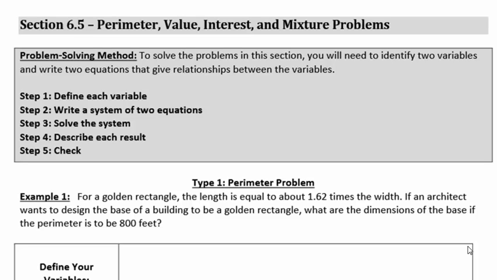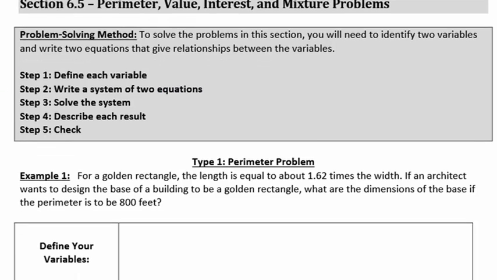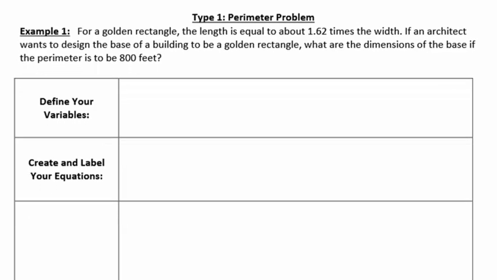Section 6.5 is on a specific type of story problem. Some of these problems involve perimeter, value, interest, or mixture. To solve this type of problem, we're going to clearly state our variables, write a system of two equations, solve that system, and then make sure that we describe the result. Let's look at the first example here.